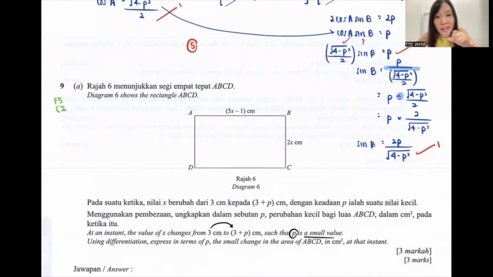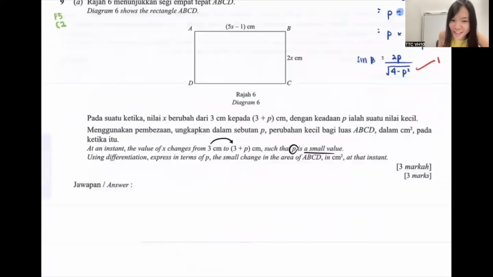So they say using differentiation, okay? You see? It is actually differentiation. So using differentiation, express in terms of p the small change in the area ABCD in cm squared at the instant. So guys, how do I do this one? They already say using differentiation. Now they say find the small change. I hope you guys remember, small change symbol is what? Delta. So small change in the area, isn't it delta A? Okay guys, you're going to find delta A.